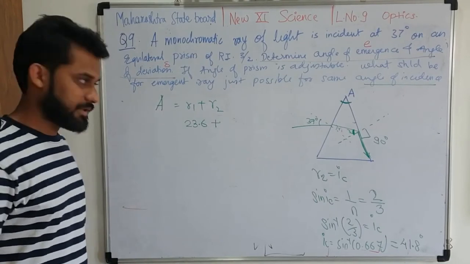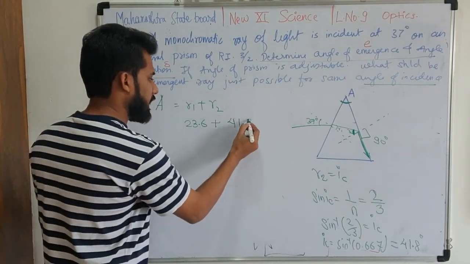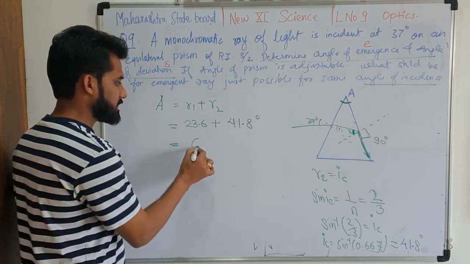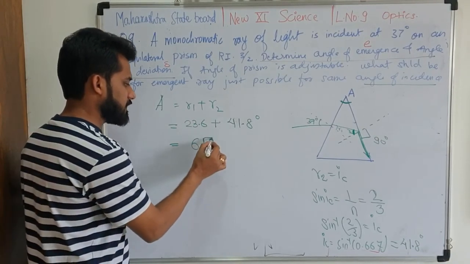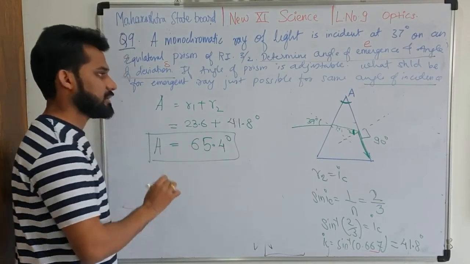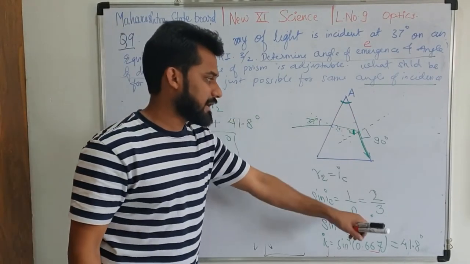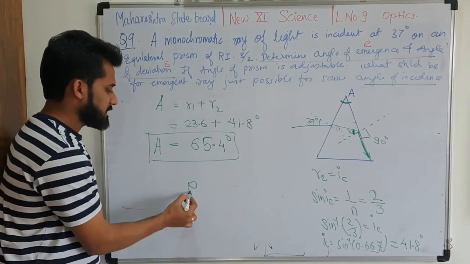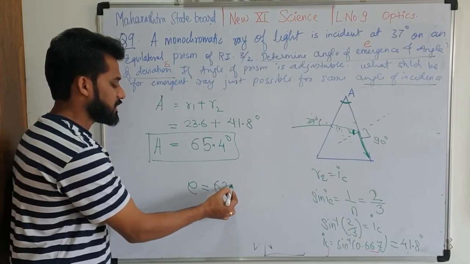If I put that value over here, 41.8 degrees, the addition comes out to be 65.4 degrees. This is the angle of prism. This should be the angle of prism for which the emergent ray will just come out. So the answer for this question: the angle of emergence was 62.5.